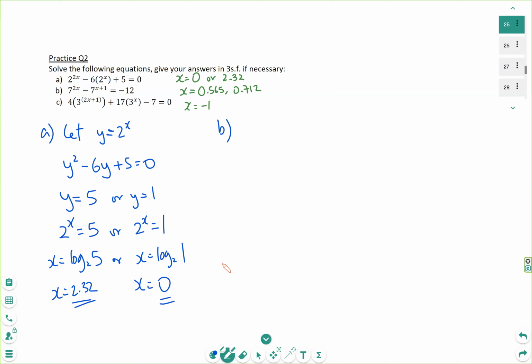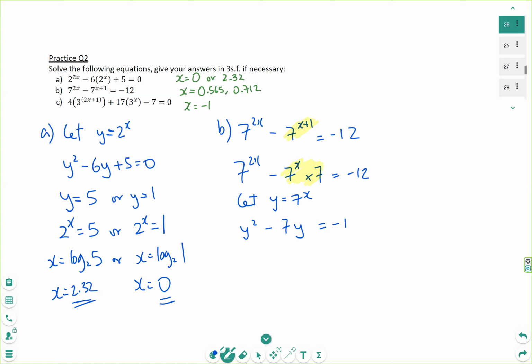Slightly trickier. 7 to the power of x plus 1, we see the plus 1 in the power. Let me copy the question. We can rewrite this as 7 to the power of x times 7. Okay, we can break it down. Then we can use the disguised quadratic. We let y equal 7 to the power of x. So it becomes y squared minus 7y equals minus 12. Bring it all to one side.